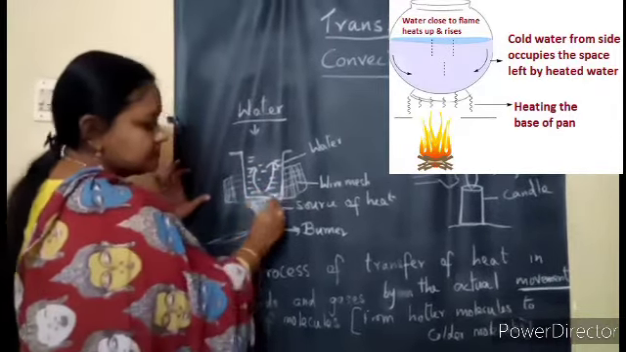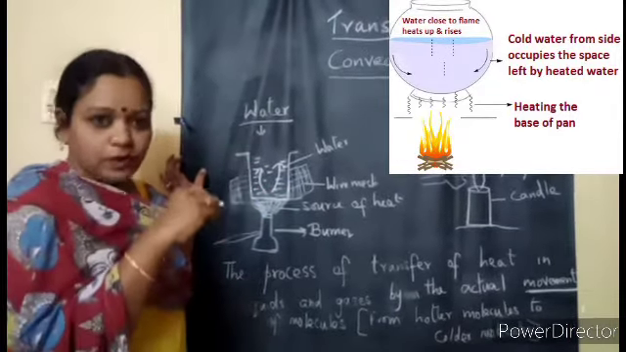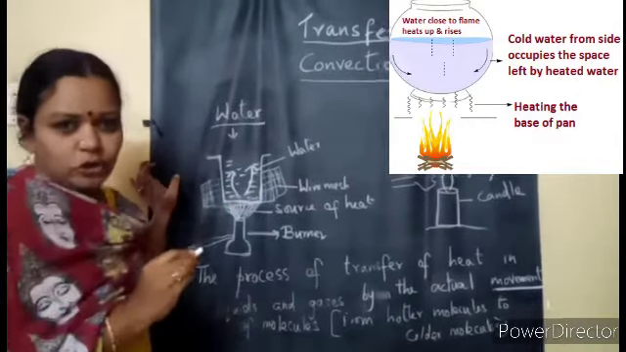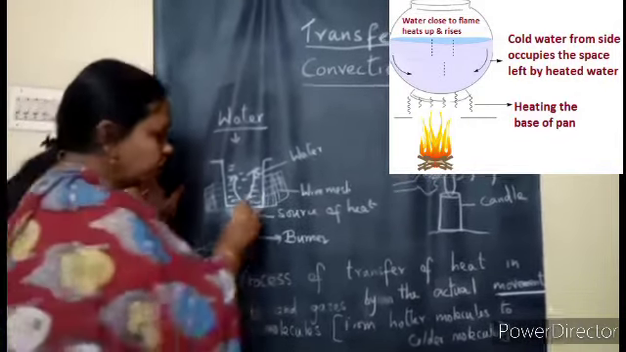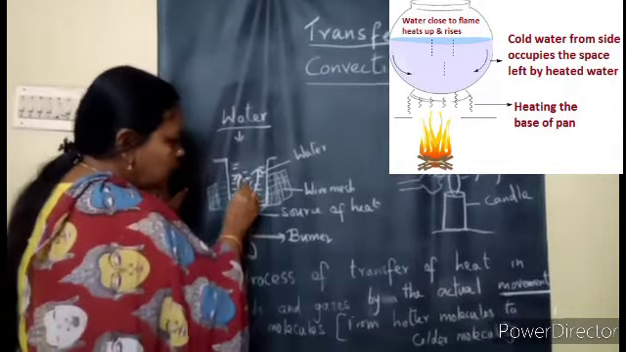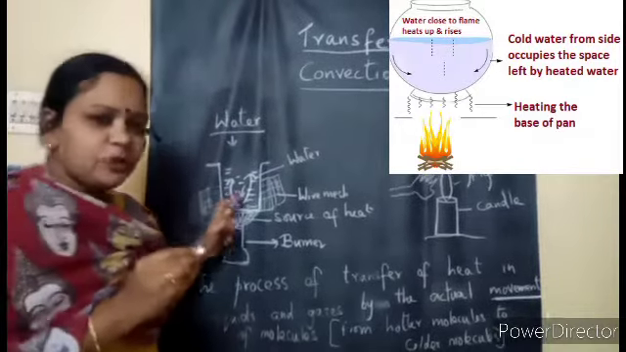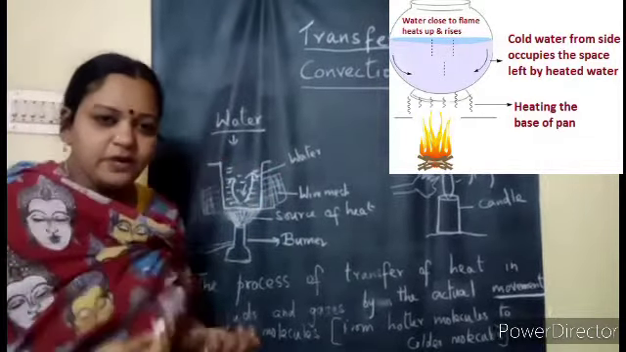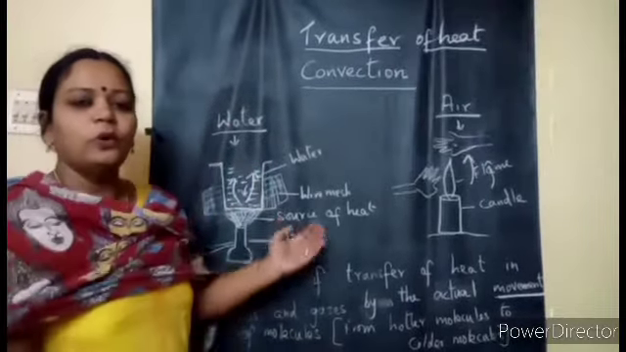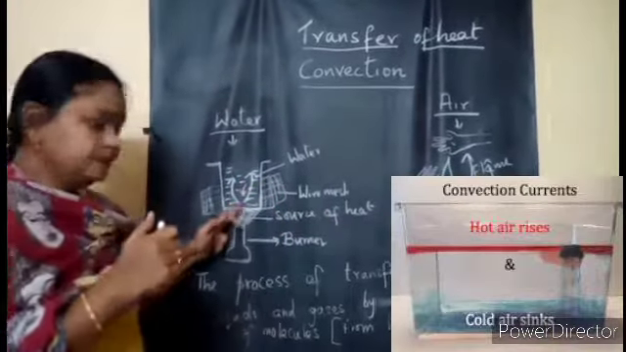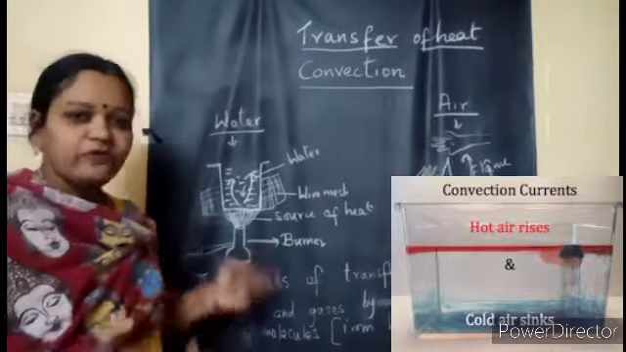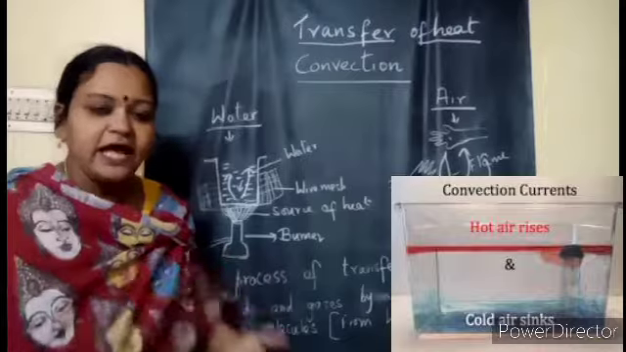Once these hot molecules move up, to the sides of the beaker, there are cold molecules of water. So the cold molecules will come and occupy this place, and this process will continue. As soon as the cold molecules become warmer, they also become lighter and they will move up. And the cold molecules from the side will come near the source of heat and acquire the heat energy.